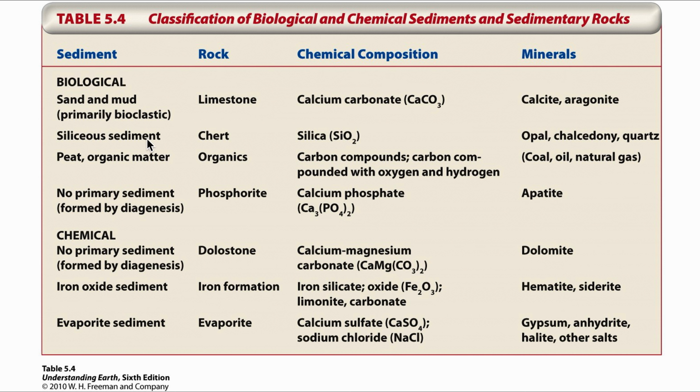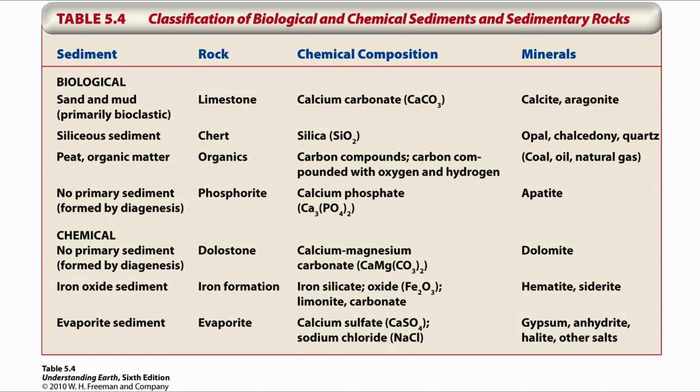Siliceous sediment, like radiolarians and diatoms, ultimately forms a rock called chert, and it has this chemical composition, SiO2. The minerals that result are called opal, chalcedony, and quartz. Peat is made of organic matter. The rock is called an organic rock. This organic matter consists of carbon compounds resulting after proper cooking in minerals that aren't really minerals, known as coal, oil, and natural gas.